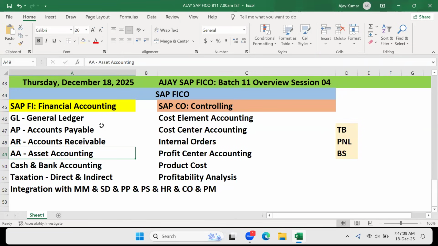Cost element accounting, cost center accounting, profit center accounting. Even though you're referring to controlling or costing, still we are updating something you call accounting, right? Reason: without cost element, without cost center, without profit center, your accounting is not complete. Your accounting is incomplete. Understood, right?